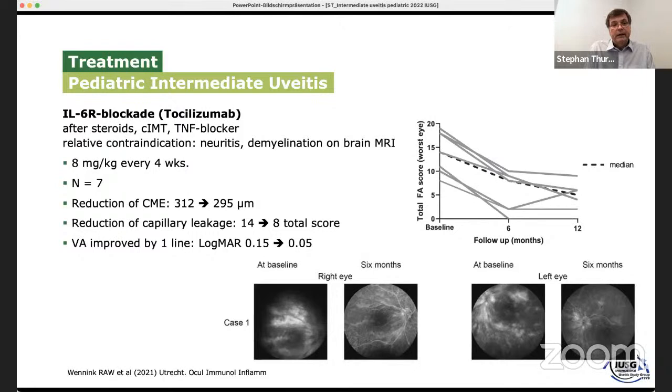Wennink from Utrecht has published a group of seven patients where they used an IL-6 receptor antagonist, in this case tocilizumab, after going through steroids, conventional and biological immunosuppressive treatment. Their regimen was 8 milligrams per kilo every 4 weeks. After 6 and 12 months they could see a reduction of cystoid macular edema, a reduction of capillary leakage on fluorescein score, and an improvement in visual acuity. And down here are two images of a patient, right and left eye, before and after 6 months, showing the significant improvement on fluorescein.